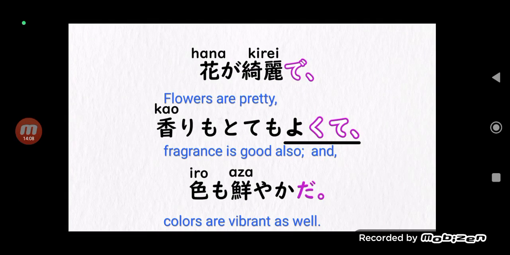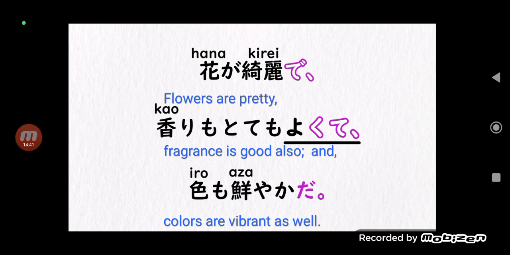So let's see. Hana ga kirei de. Kaori mo totemo yokute. This is the ii converted to yoi, and that yoi, you do the conjugation to. So yoi becomes yokute. Hana ga kirei de. Kaori mo totemo yokute. Iro mo azayaka da. So flowers are pretty. Fragrance is good also, and colors are vibrant as well.